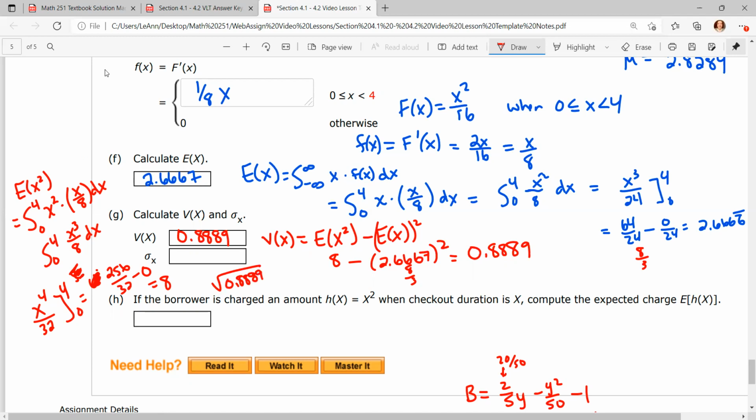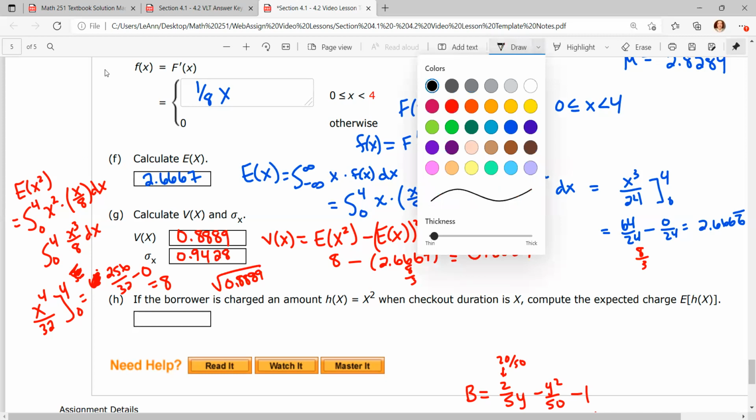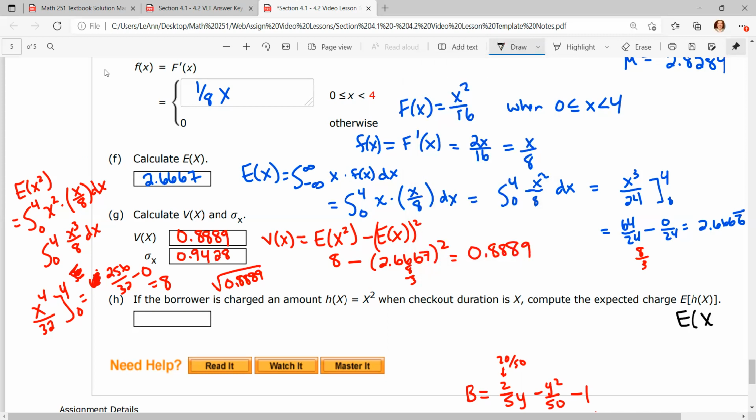So this is 0.9428. And then the last question: if the borrower is charged an amount, now a function of our random variable, h of x equals x squared when checkout duration is x, compute the expected charge. Well, we already did this. We did it to do our variance part. So this is the same thing as E of x squared. So they should be expected to be charged 8.